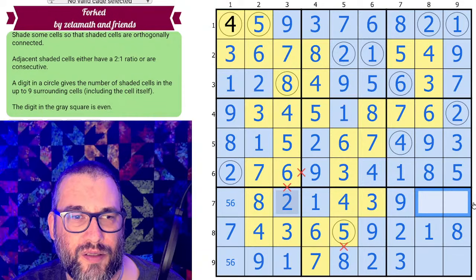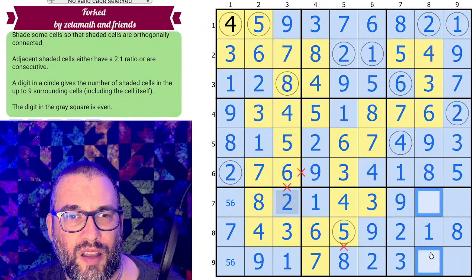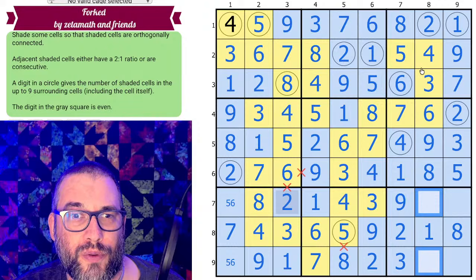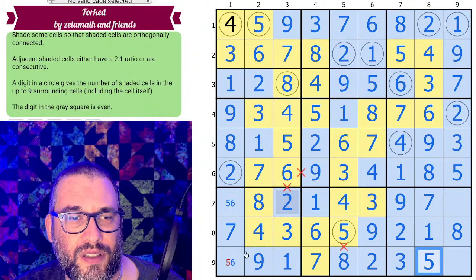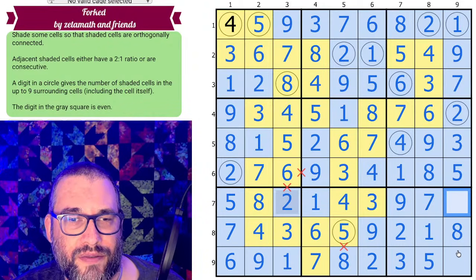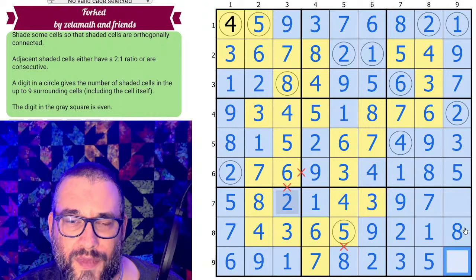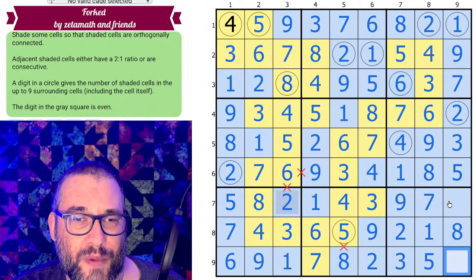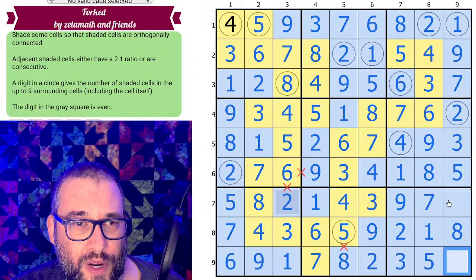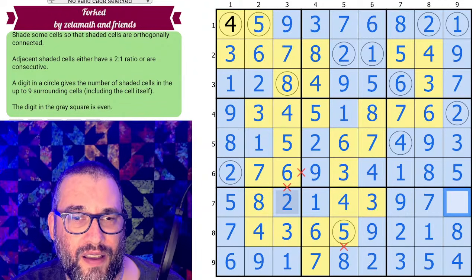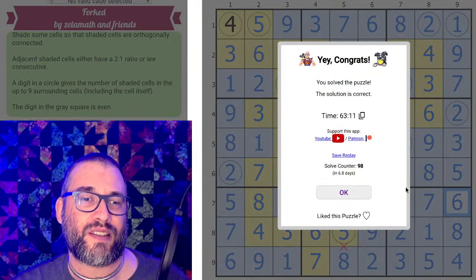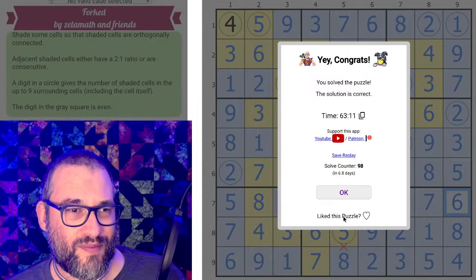Let's see. It's 1, 2, 3, 4, not 4. 5. 6 and 7. So that's a 7, that's a 5. 6 and 5. That's it. See, I told you have to deal with my scanning. 1, 2, 3, 4. We need a 4, which goes there. And we need a 6.